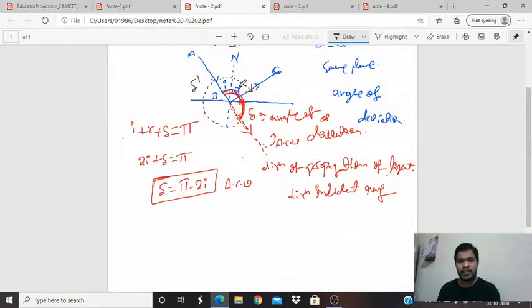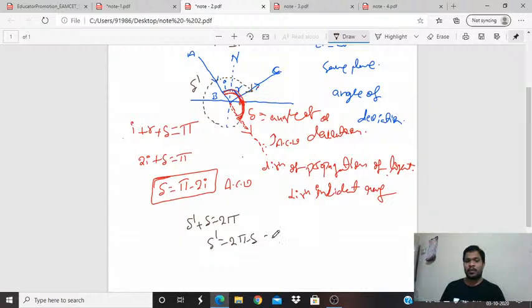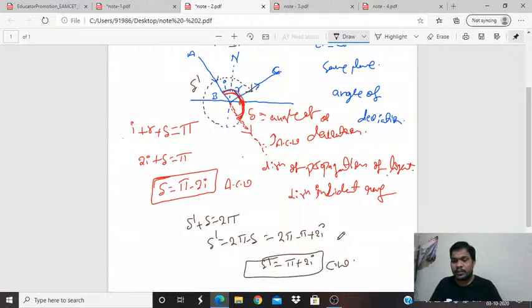See, lambda dash plus lambda, how much will it be? 360 degrees from the diagram, 2 pi. So lambda dash equals 2 pi minus lambda. So 2 pi minus what is lambda? Pi minus 2i. So pi plus 2i. This is the deviation in what? Clockwise direction. See, according to this diagram, this is anti-clockwise, this is clockwise.